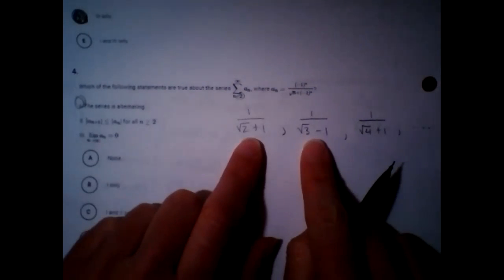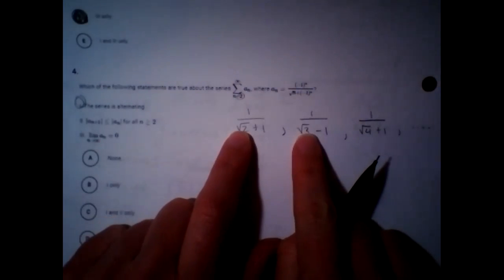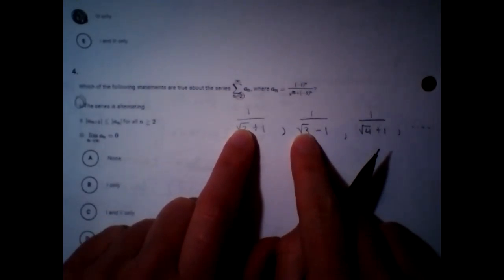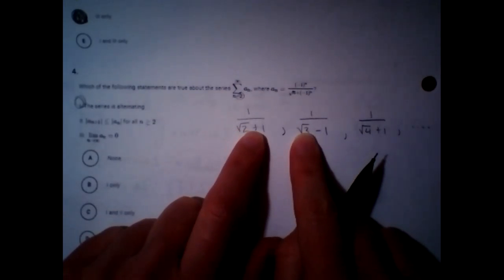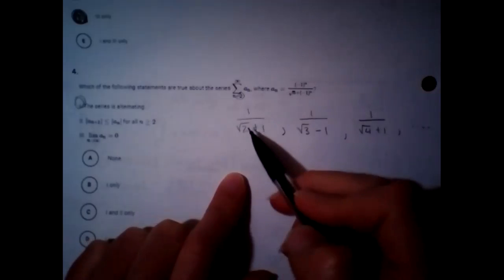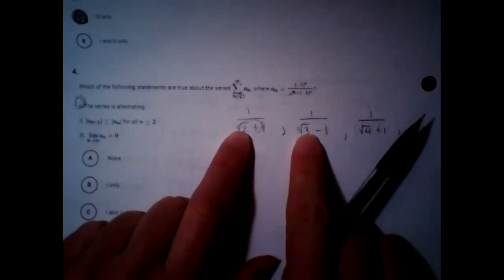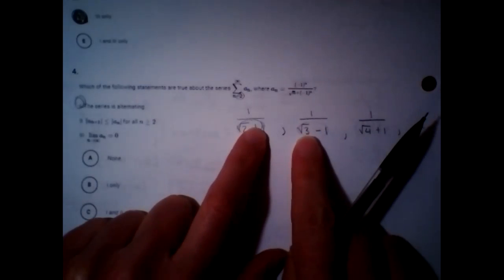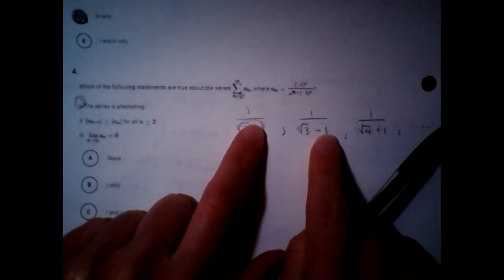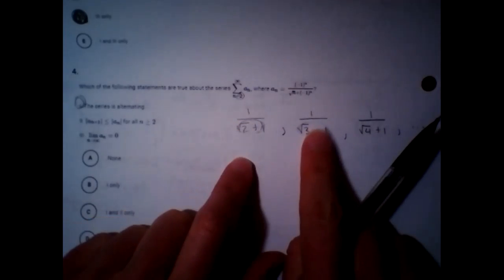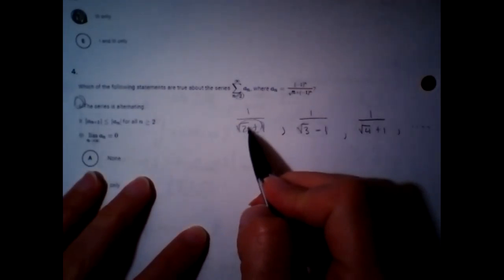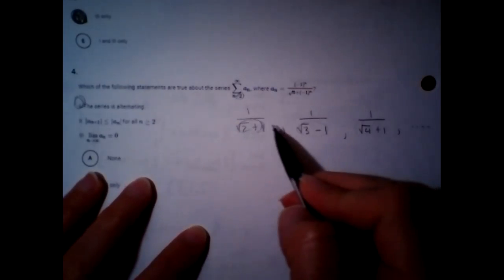I'm basically just going to compare the first two. Now without a calculator, square root of 2 and square root of 3 are awfully close to each other. They're both decimals, but they're very, very close. So if I take this one and add 1, and I take this one and subtract 1, this denominator is going to be larger than this denominator because these numbers are very close. So if I add 1 to this and subtract 1 from this, this denominator is bigger than this denominator, which means that this fraction is smaller than this one. So they're not decreasing. So this is not true.